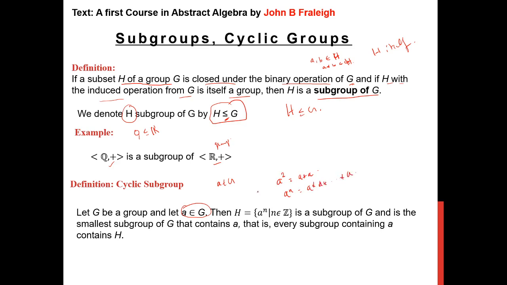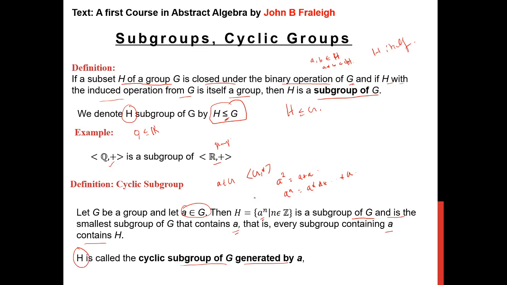star a. If G, star is a group, then the set of a raised to n, where n belongs to Z, is a subgroup of G and is the smallest subgroup of G that contains a. Every subgroup containing a contains H. And H is called the cyclic subgroup generated by a.